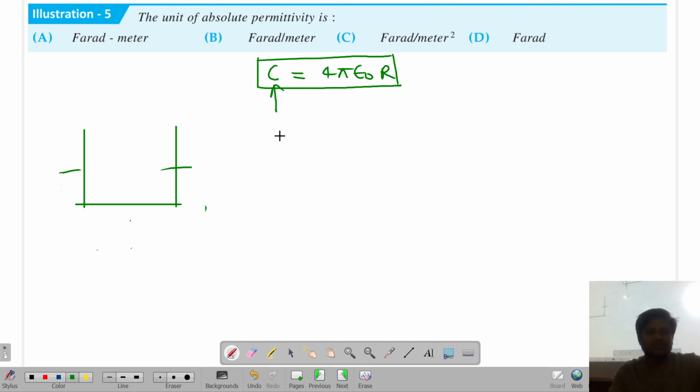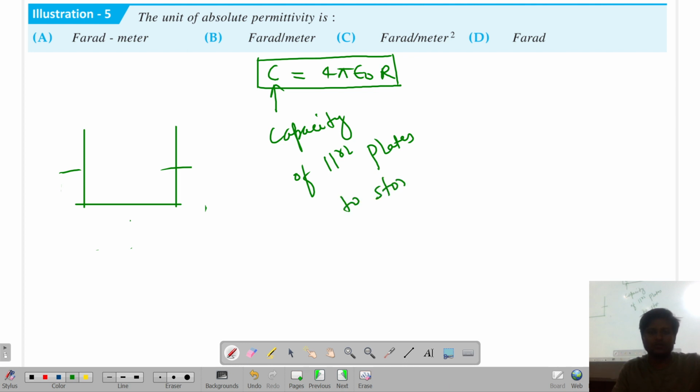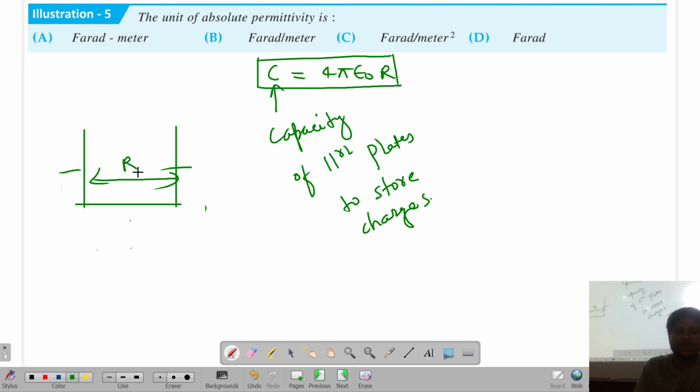So this means capacity of parallel plates to store charges. Where R is the distance between these two plates, and epsilon naught is the permittivity of the space between these two plates. Got it or not? Understood or not?